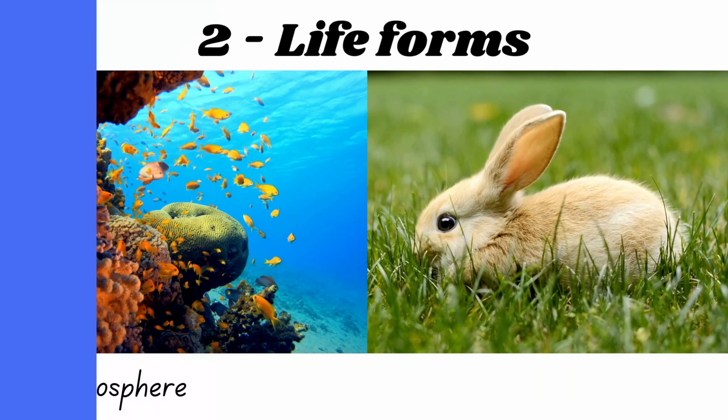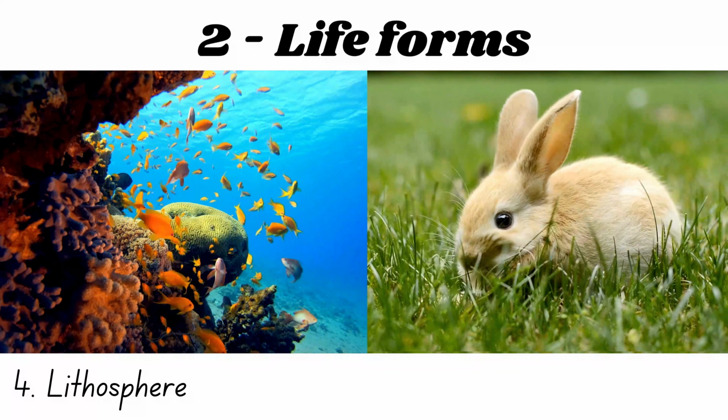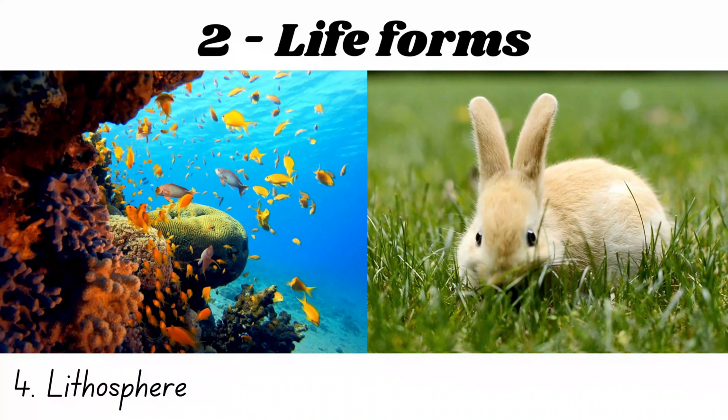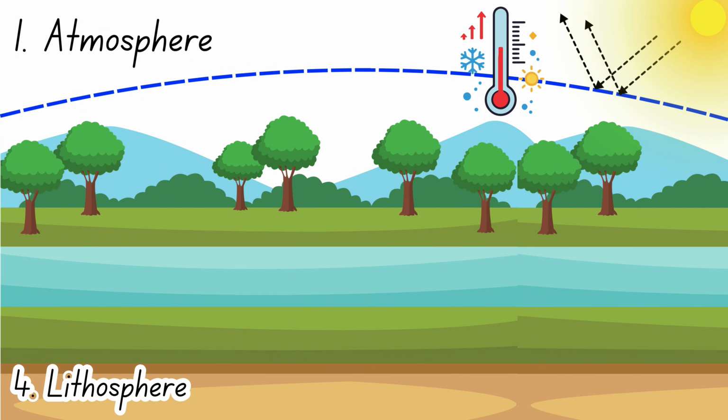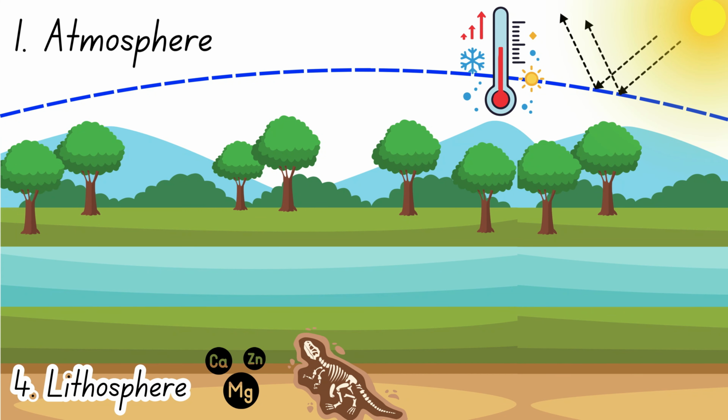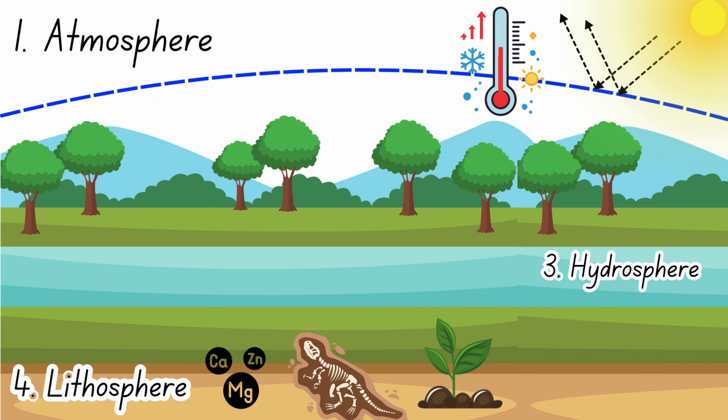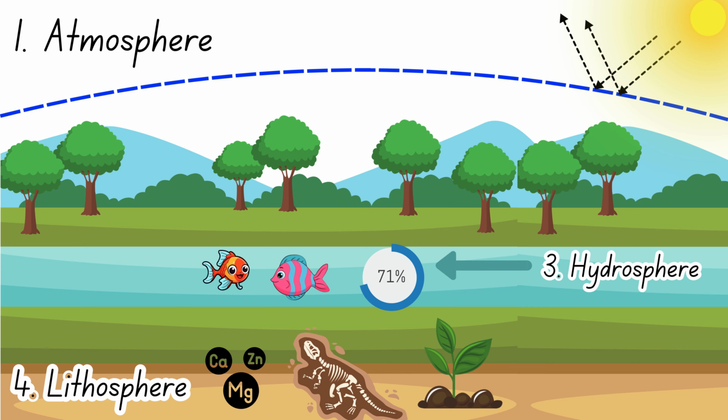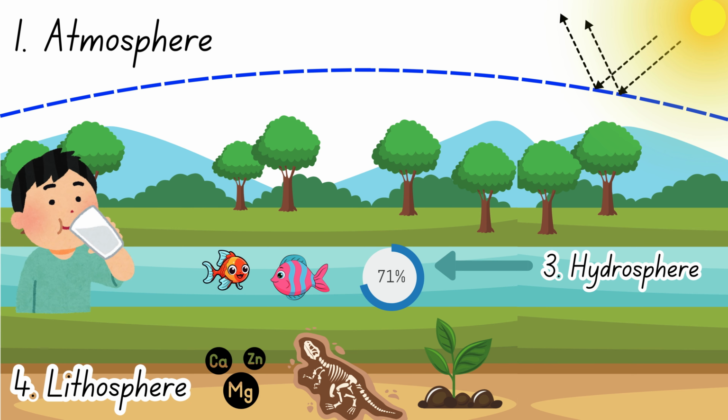As you know, there are two main types of life on Earth, water-based and land-based. And this is the base for land-based life. It provides essential resources like minerals, fossil fuels, and soil for plants. Next is the hydrosphere. It includes all the water on, under, and above the Earth's surface. It covers about 71% of our planet. It serves as the base for aquatic life and also provides water for countless purposes, including the water we drink.